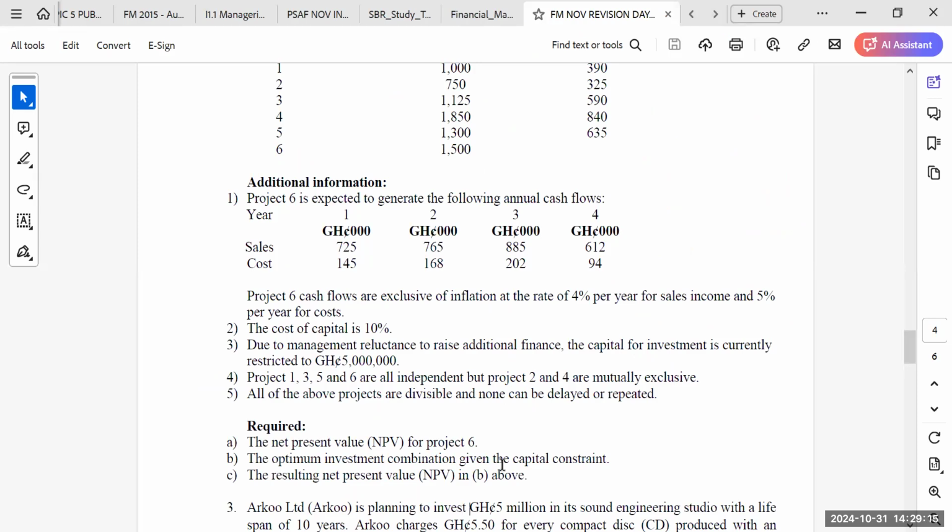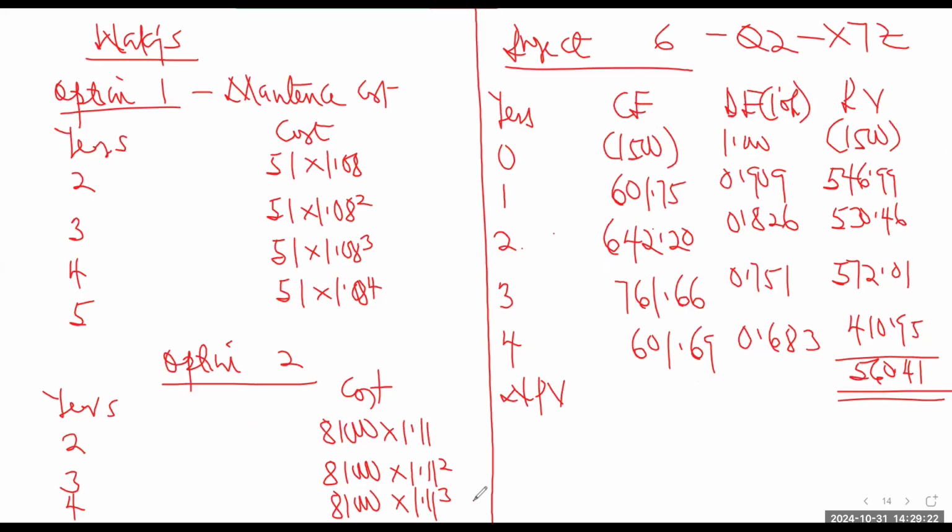Yes. So if the projects are divisible, we use what we call the profitability index. We look at the return that each of the projects will give to us. So we now rank the projects based on profitability index. We are just looking for the return. You cannot say that you are going for the project with the highest NPV.